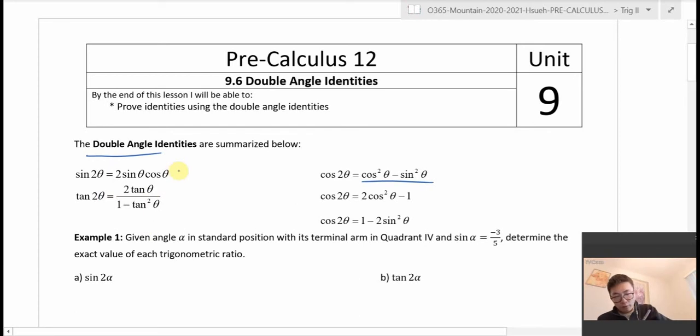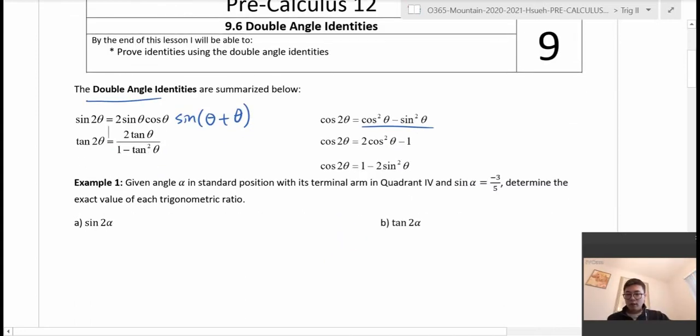Now, what do I mean by special case of the sum identities? Well, sine 2 theta, you can simply think of this as theta plus theta, right? So theta plus theta is 2 theta. And now this is the sum, right? So if you apply the sum identity formula, then you actually get 2 sine theta cosine theta. Same thing with cosine 2 theta. So that's why I said the double angle identities are really just a special case of the sum identities.